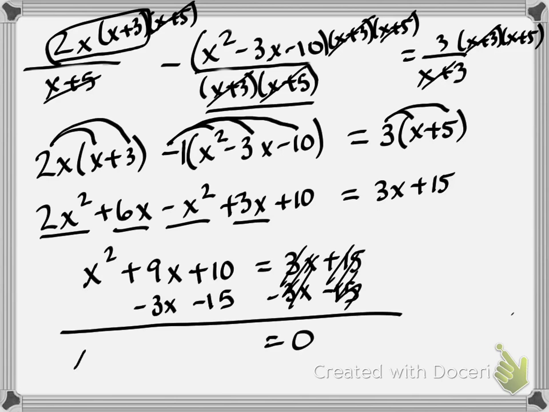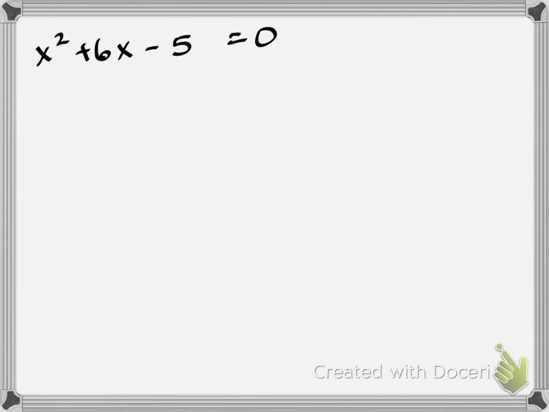Then I have my x squared, and then plus 6x, and then we have minus 5. So now let's try and factor this x squared plus 6x minus 5. Okay, so we're looking for two numbers that multiply to negative 5, and those same two numbers have to add up to 6.